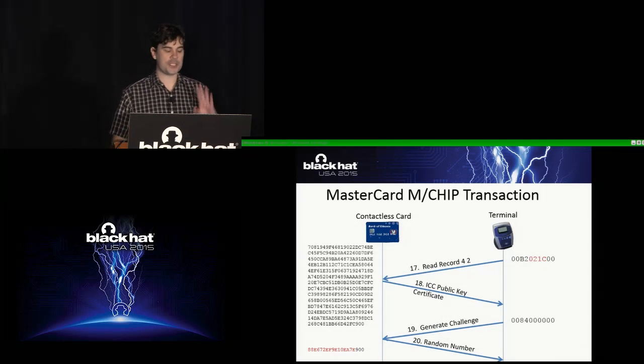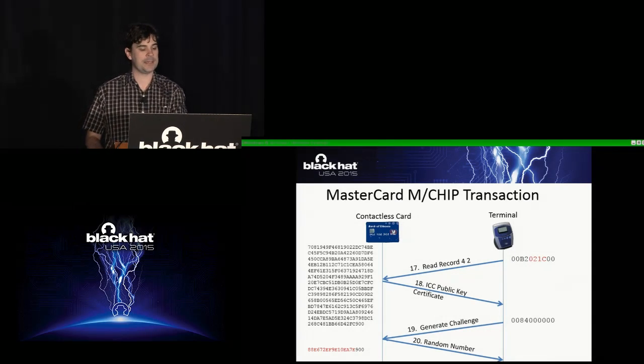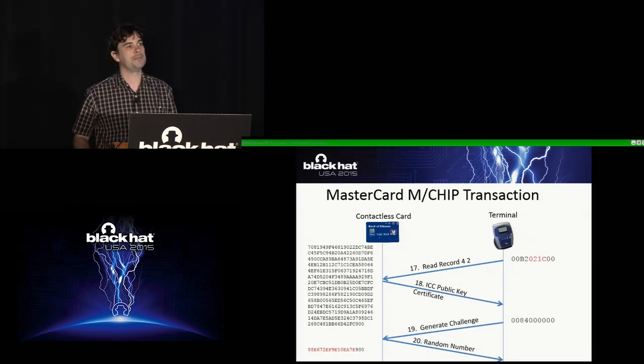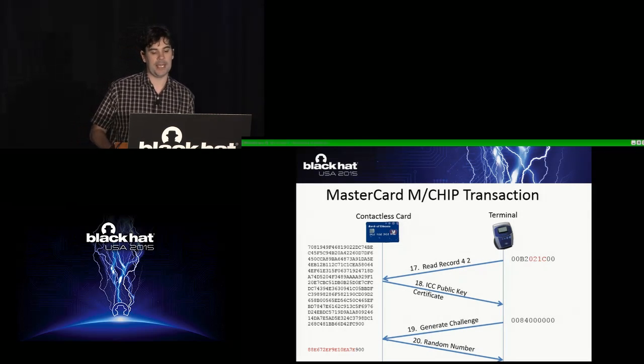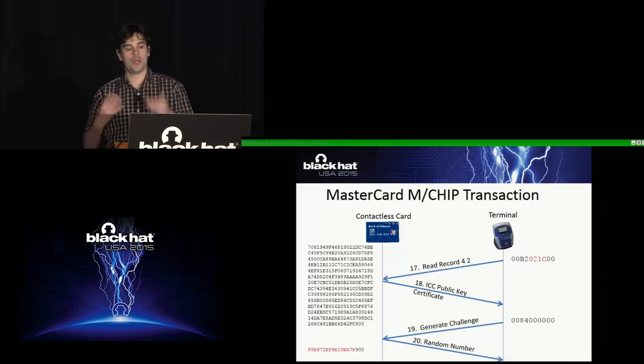So here the terminal is requesting the ICC public key. The ICC public key is used to encrypt and create a challenge, which is then sent in the transaction as well and verified. This ensures that nothing has changed on the card and is a fairly standard EMV process overall.